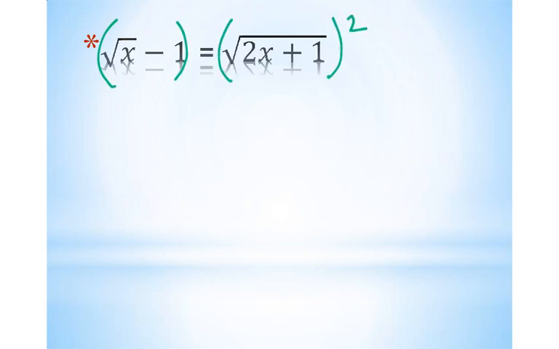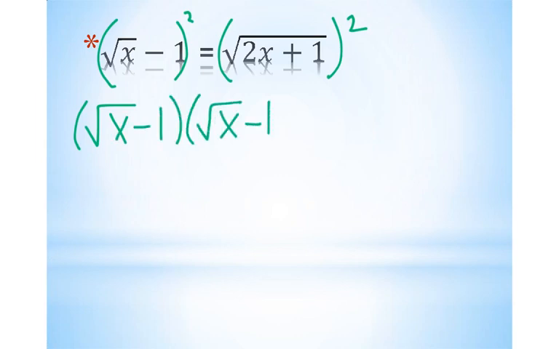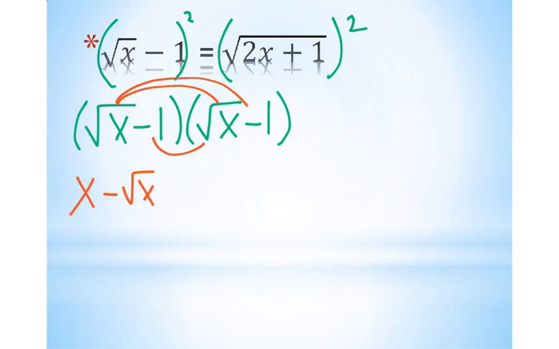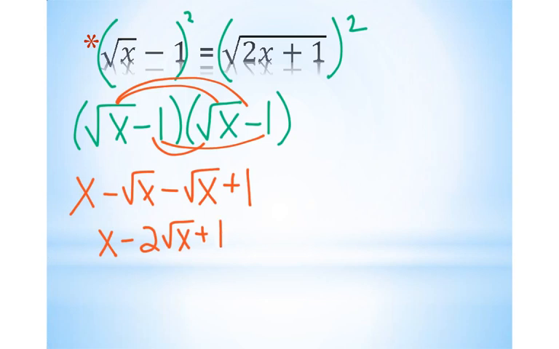With a problem like this, this is where you have to be really careful about the rules that you already know. So if I'm squaring this, you need to make sure that you remember that this is what it means. So on the left-hand side of your equation, you're going to do square root of x times square root of x, square root of x times negative 1, negative 1 times the square root of x, and negative 1 times negative 1. And that simplifies to x minus 2 square root x plus 1. Okay, on the other side of the equation, that one's simpler, and it's just 2x plus 1.